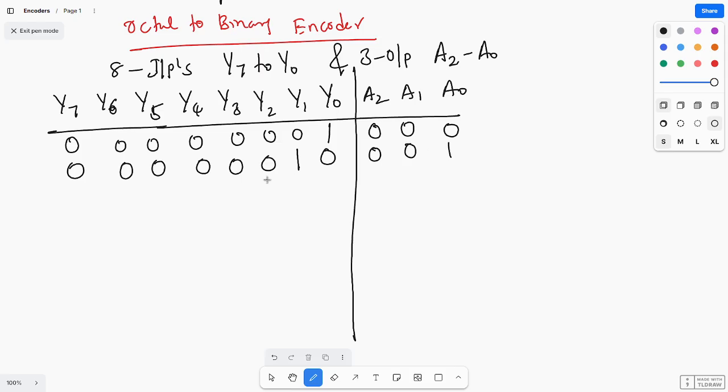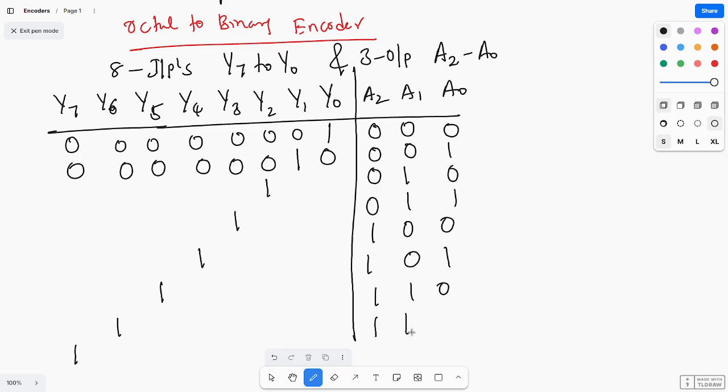Here y2 becomes 1, this binary equivalent you will get. And next y3 becomes 1, remaining all are zeros only. Then y4 becomes 1, so you will get the binary equivalent 1 0 0, and y5 becomes 1, and you will get 1 0 1, and y6 becomes 1, 1 1 0, and y7 becomes 1. Here you are getting 1 1 1. So if you write the equation for a2, look at where the ones are.